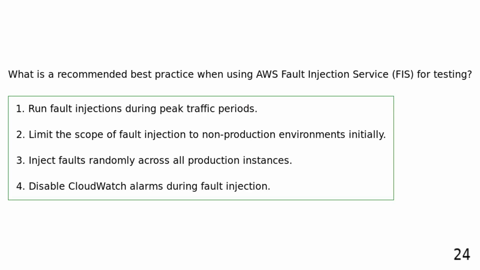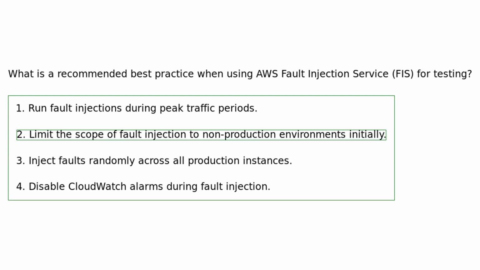What is a recommended best practice when using AWS Fault Injection Service for testing? Run fault injections during peak traffic periods. Limit the scope of fault injection to non-production environments initially. Inject faults randomly across all production instances. Disable CloudWatch alarms during fault injection. AWS recommends starting fault injections in non-production environments to understand impact before moving to production, ensuring minimal disruption.